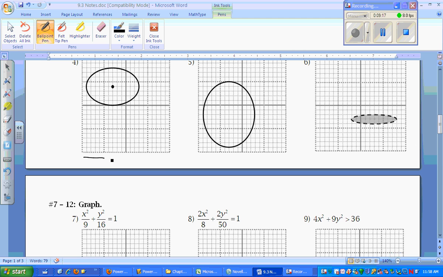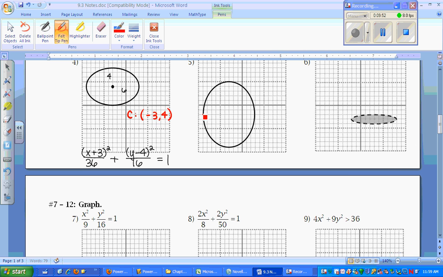On number 4, I'm going to set up my fractions equal to 1. I find the center at negative 3, 4. So on top of my fractions, I write x plus 3 squared and y minus 4 squared. I count my radius. My x radius is 6, so I write 36. My y radius is 4, so I square it and write 16.